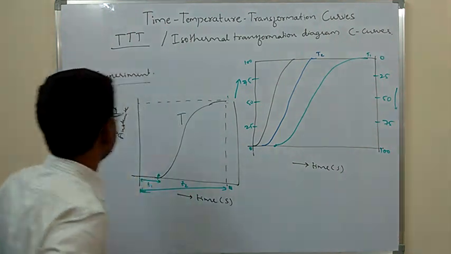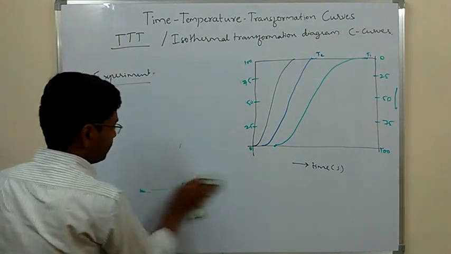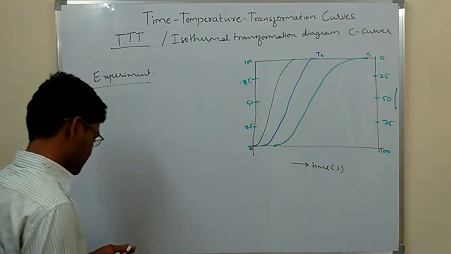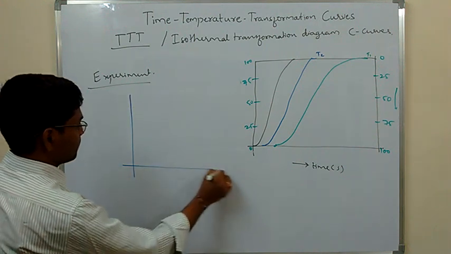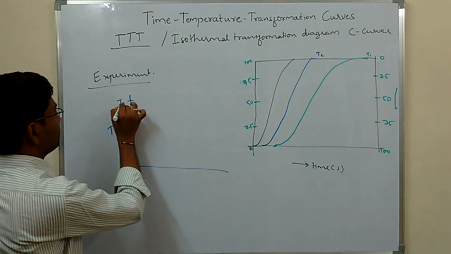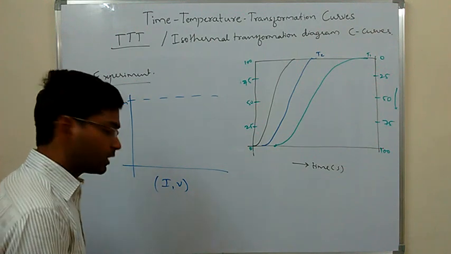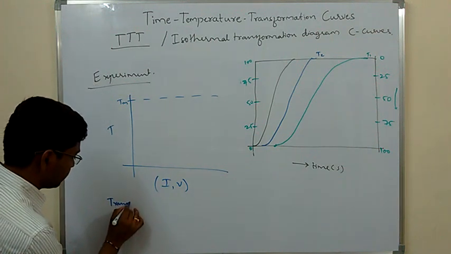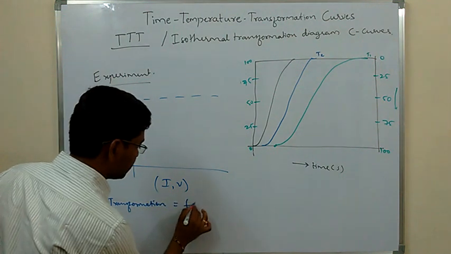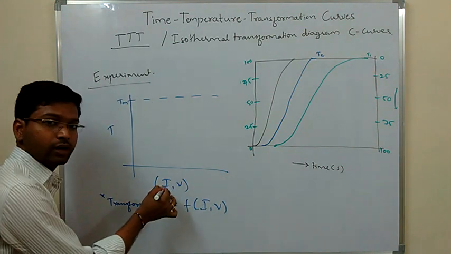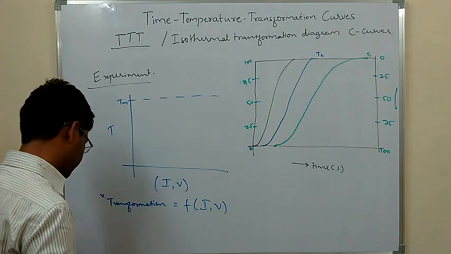Again, if I draw temperature versus nucleation rate and growth rate, we will get like this. This is temperature, Tm the melting point, and here I and V. So the fraction of transformation x is a function of I and V, where I is the nucleation rate and V is the growth rate. So here we will get like this.